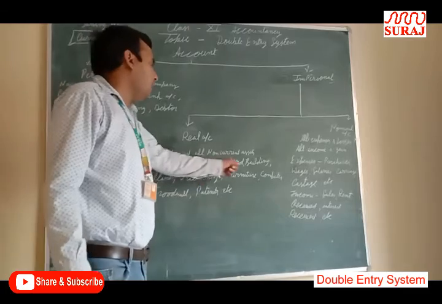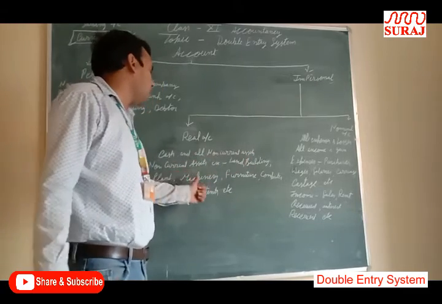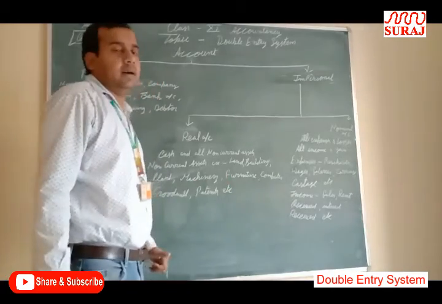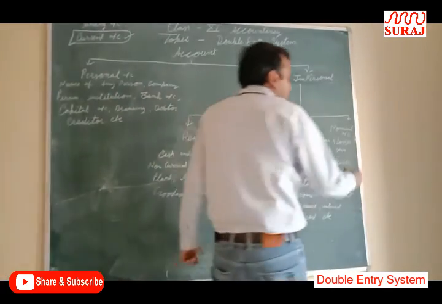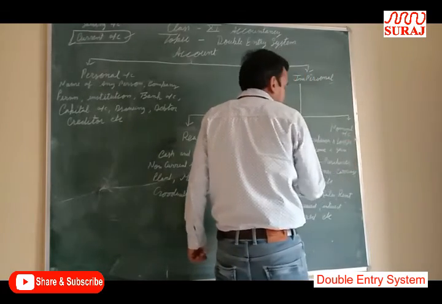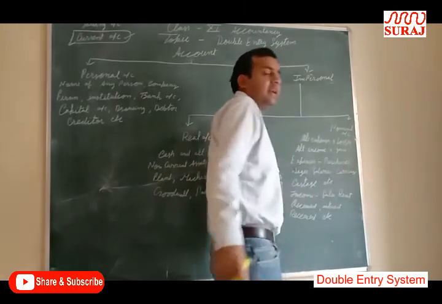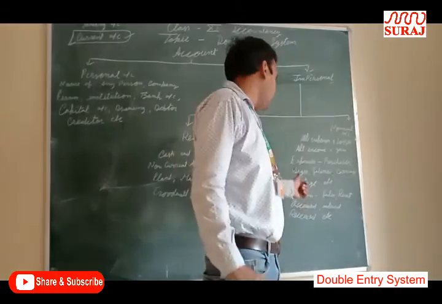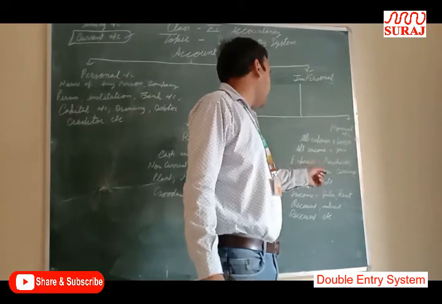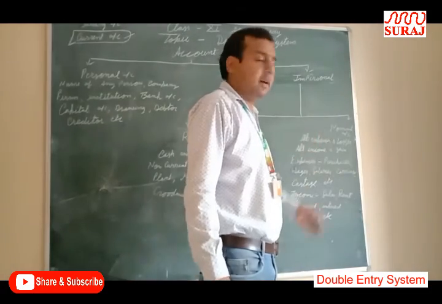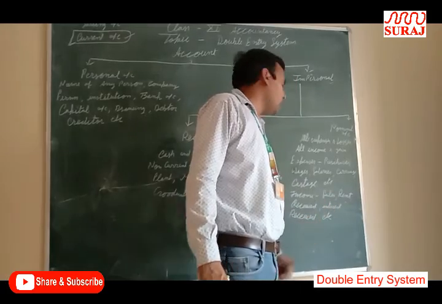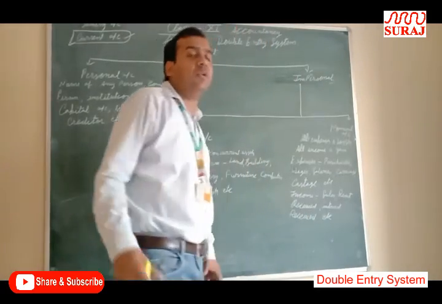In real account: cash and all non-current assets. Non-current assets: land, building, plant, machinery, furniture, computer, goodwill, patent, etc. Nominal account: all expenses and losses, all income and gains. Expenses: purchase, wages, salary, carriage, cartage, insurance, rent paid, commission paid, etc. Income: sales, rent received, interest received, dividend received, commission received, etc.